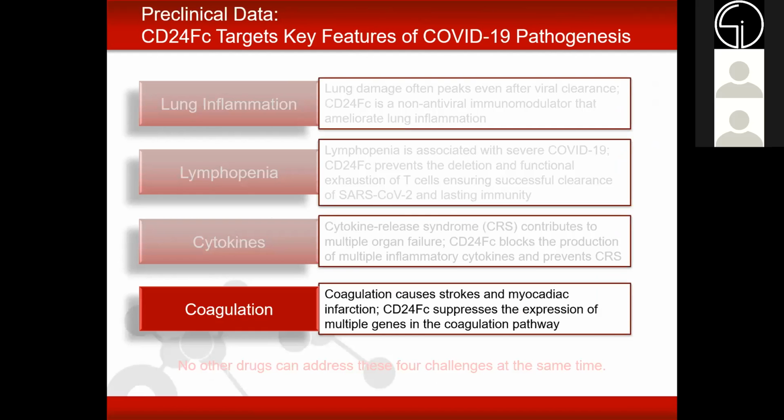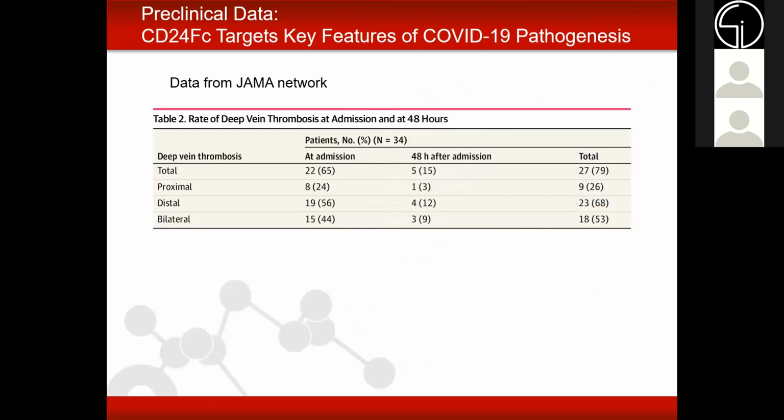Then we go to the last part, the coagulation. So this is the figure showing deep vein thrombosis in patients with COVID-19. This is just at hospital admission and at 48 hours. And a lot of these patients already have like 79% with different degrees of deep vein thrombosis. So this is a very, very important feature.